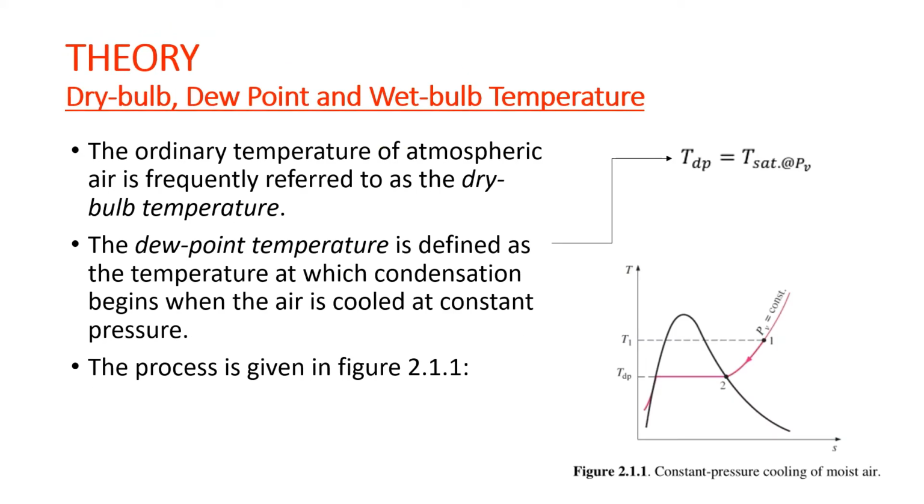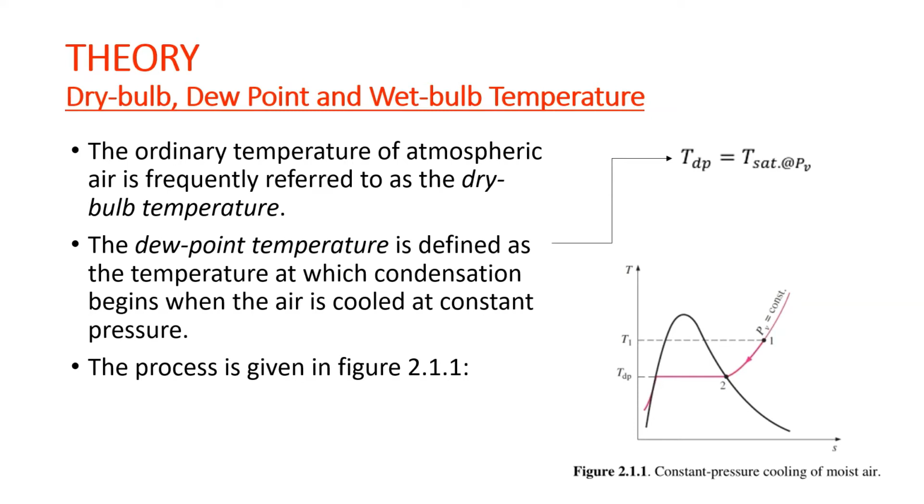The ordinary temperature of the atmospheric air is frequently referred to as the dry bulb temperature. The dew point temperature is defined as the temperature at which condensation begins when the air is cooled at constant pressure. In other words, it is the saturation temperature of water corresponding to the vapor pressure. The process is given in figure 2.1.1.